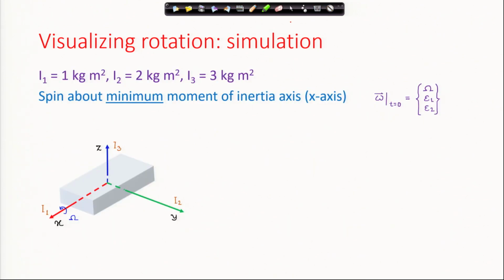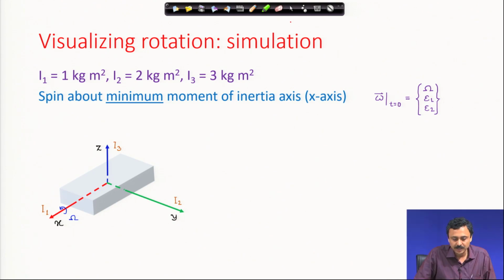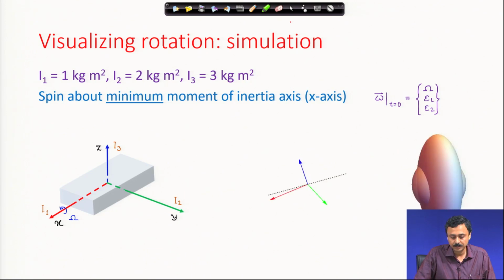I have considered the principal moments of inertia hypothetically: I1 is 1 kg meter square, I2 is 2 kg meter square and I3 is 3 kg meter square. I start with spin about the minimum moment of inertia axis, which is the x axis, and I have written down what is the omega at t equal to 0. From here I can very easily find out using the inverse transformation what are psi dot, theta dot, phi dot.